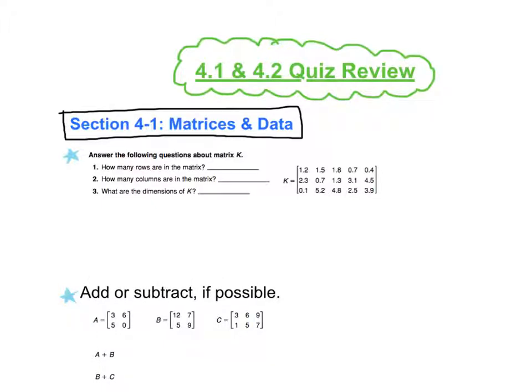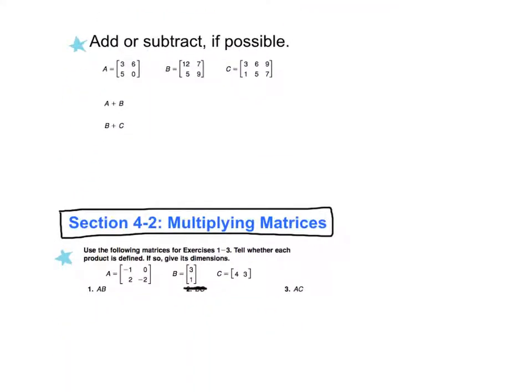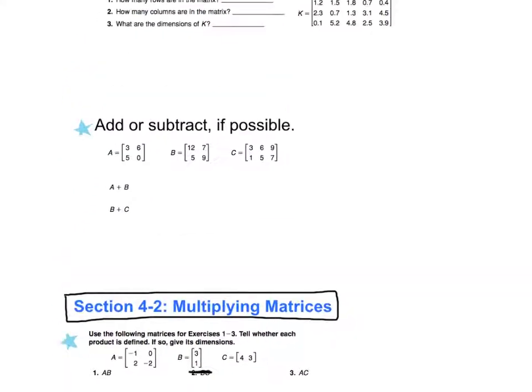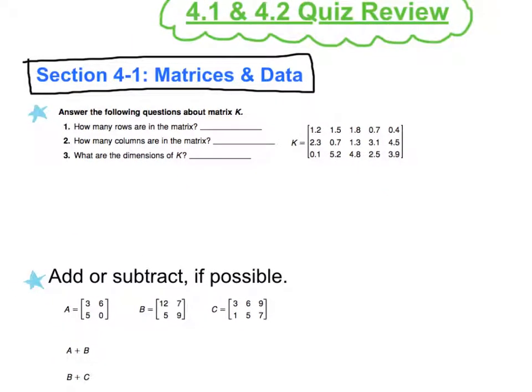I just wanted to give you guys a quick little quiz review before you take the quiz. It's going to be on two sections. The first one is 4.1 matrices and data, and then our second section is on multiplying matrices. So I just wanted to go over a few little things that I want you to remember before we take the quiz. First off, 4.1 was on matrices and data. You're going to be graded on this standard. The standards are: I can use matrices to display data, I can add matrices, I can subtract matrices, and I can perform scalar products of the matrices.